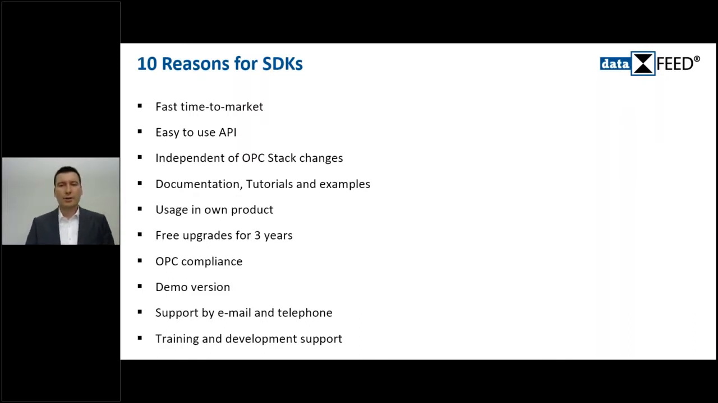The free upgrade for 3 years is because the maintenance contract runs at least for 3 years, so you can always update for three years to the latest version. This includes features and bug fixes. So if there are new features coming from the OPC Foundation, this is included as well, and you don't have to buy a new license.